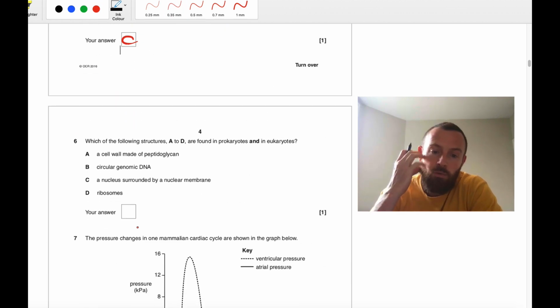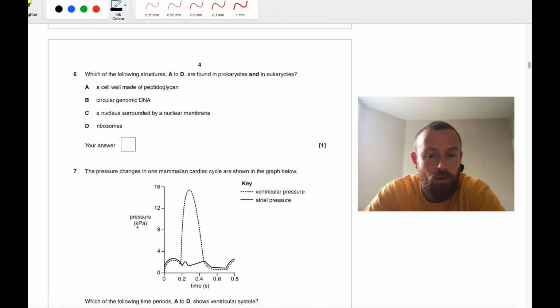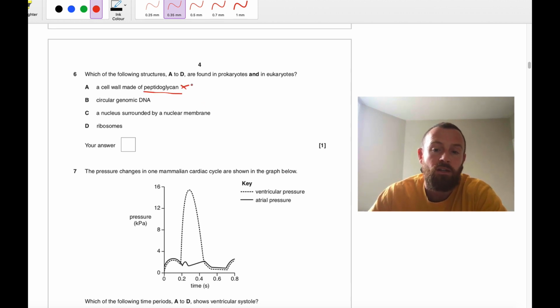Question 6. Which of the following structures, A to D, are found in prokaryotes and in eukaryotes? Not this, okay? Peptidoglycan is only found in prokaryotes. Let's just double check that these circular genomic DNA, I wouldn't.